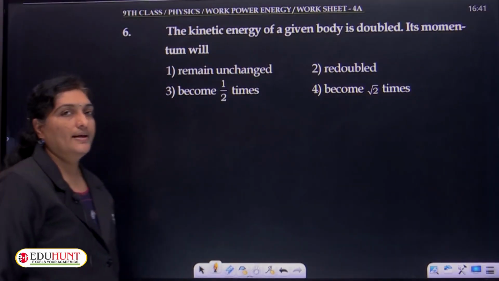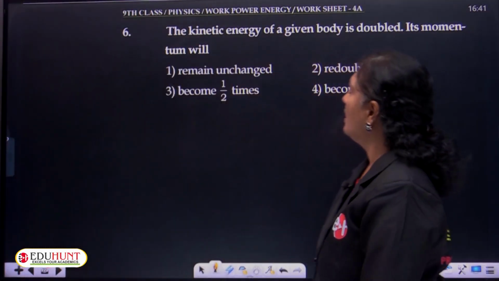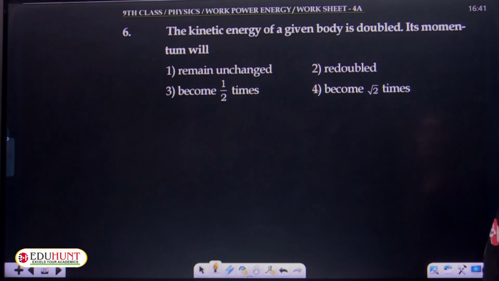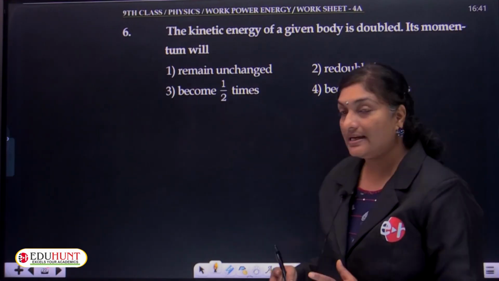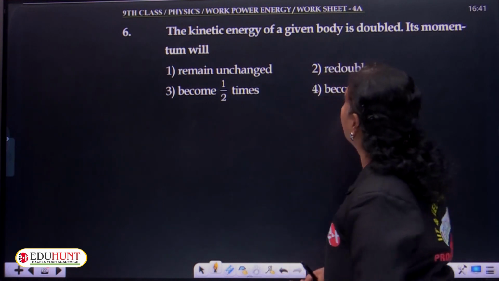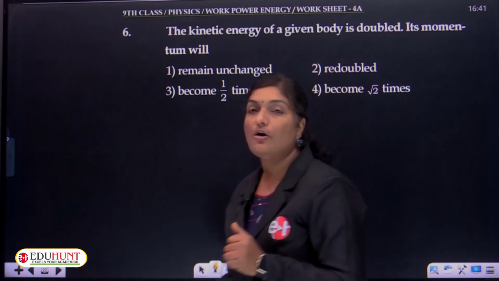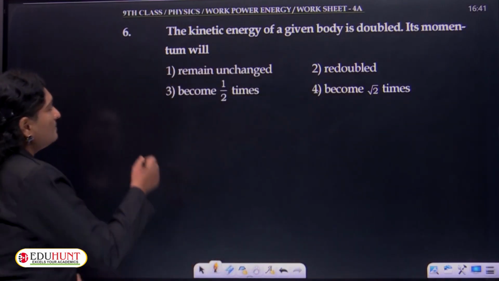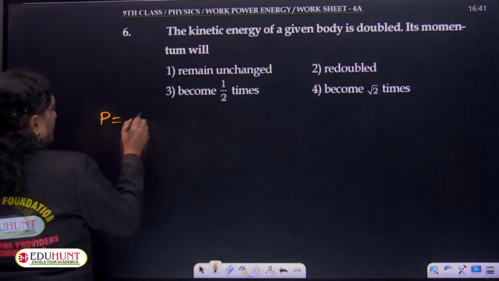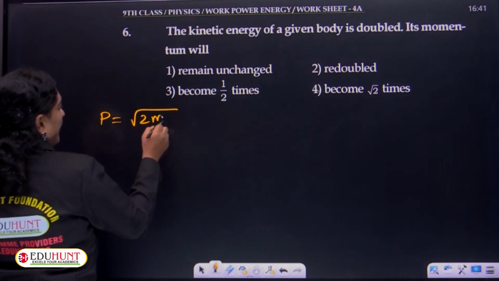So now let us move to the next question, children. That is the sixth question. The kinetic energy of a given body is doubled, its momentum will be. So what is given? The kinetic energy of a body is doubled and you are asked to find the momentum. What is the formula for momentum? Momentum P can be given as root over 2mK.